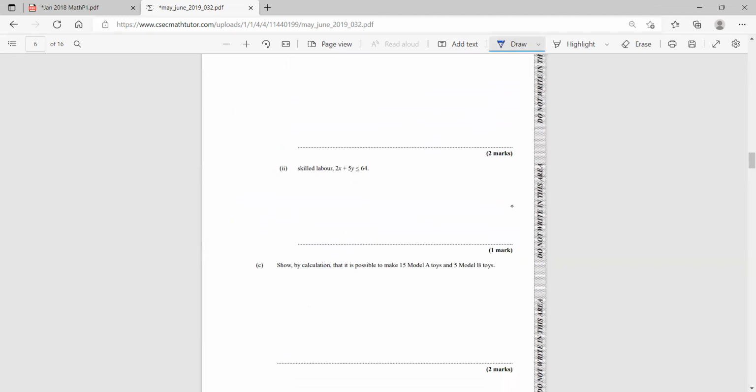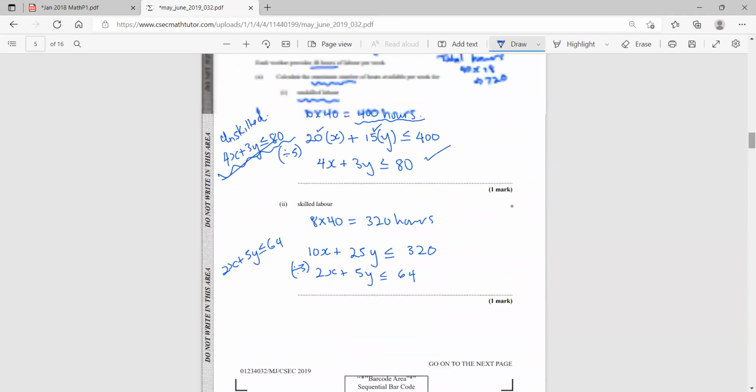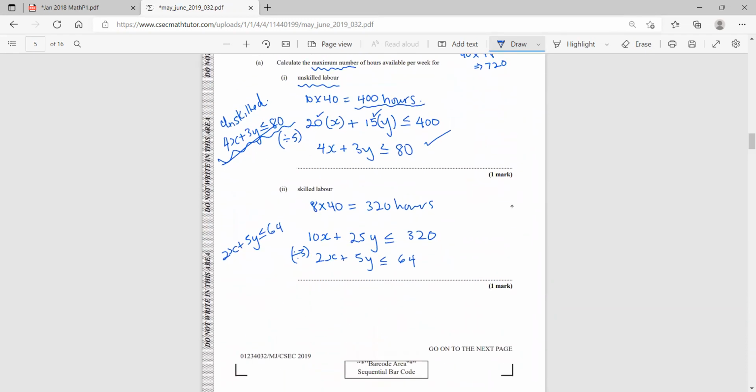Then they said show for the skilled labor, it's 2x plus 5y less than or equal to 64. So we do the same thing. 10 by x plus 25 by y, which is this. For the skilled, it cannot pass the 320, and we simplify by dividing by 5 to get what they asked us for as well.